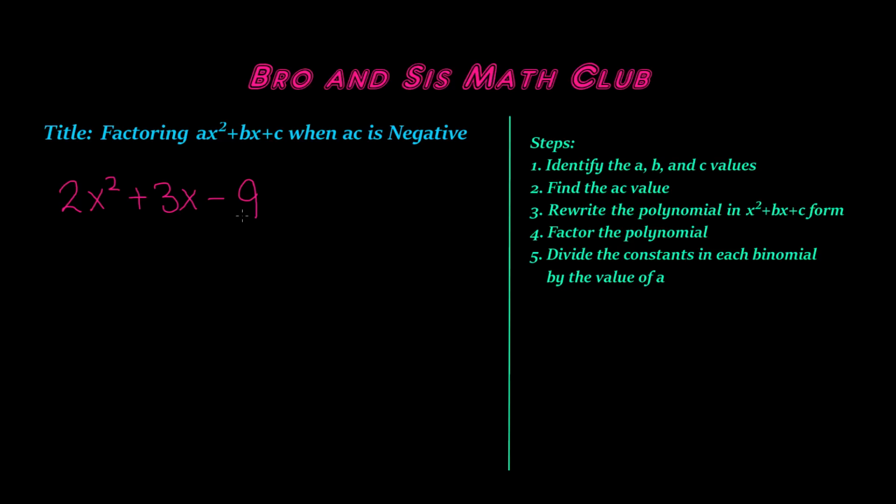So here we have our polynomial, which is 2x² plus 3x minus 9. So let's go ahead and do step 1. So we need to find out the a, b, and c. So a is going to be 2, b is going to be 3, and c is going to be -9. So we've done step 1.